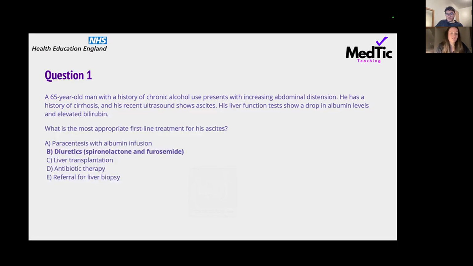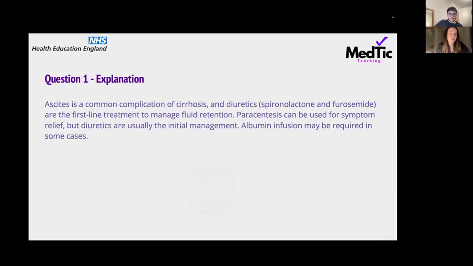So the right answer was B, so diuretics like spironolactone and furosemide. Ascites is a really common complication of liver cirrhosis, and diuretics are the first-line treatment to manage fluid retention in ascites. Paracentesis, which was also an option, can also be used to help with the symptoms, but we usually try and use diuretics first. An albumin infusion can be required in some cases as well, where people are nutritionally not so great. But the first line thing is a diuretic.